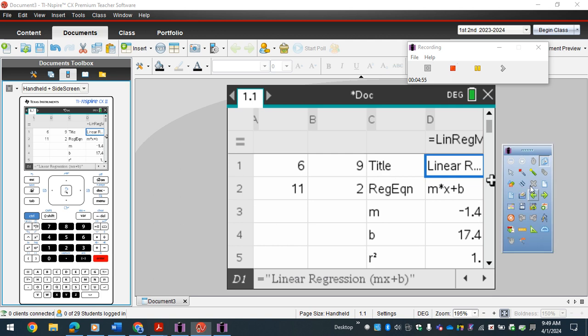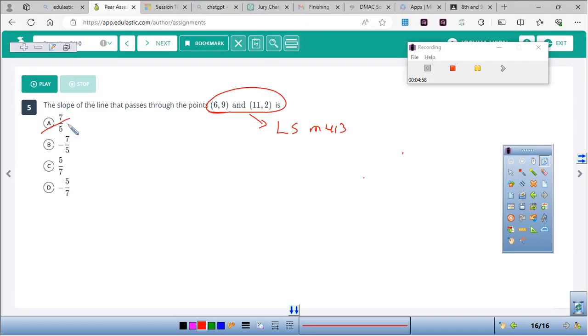So we're going to come back over here, and so it's negative. A, C are out. This is like point something. This is negative 1 point something. So that's going to be my answer right here.